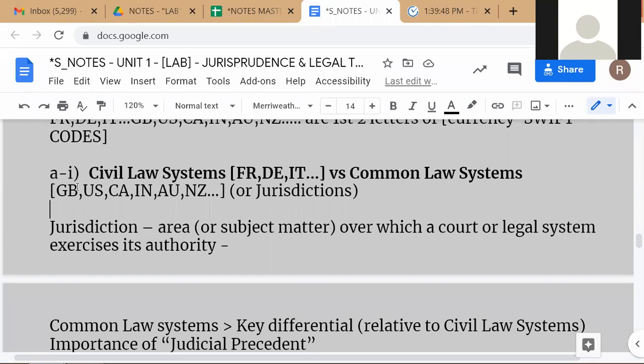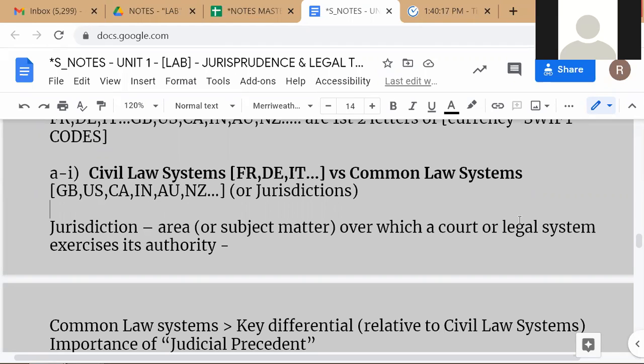Now these are the first letters of the SWIFT codes for these currencies. So this is British pound, the US dollars, Canadian dollars, Indian rupee, Australian dollar, New Zealand dollar. So these are the countries.